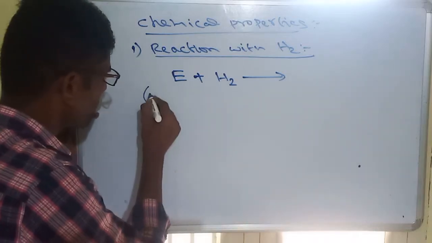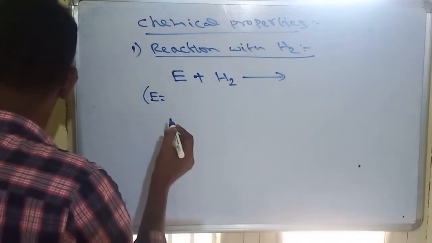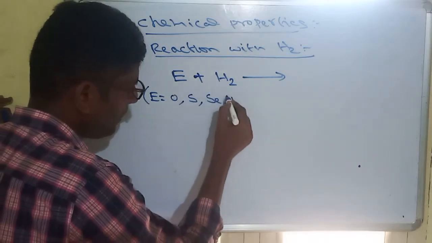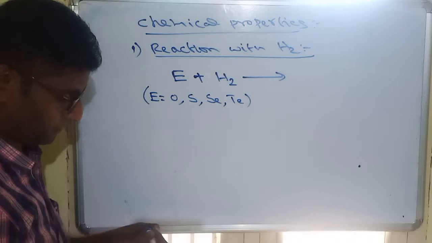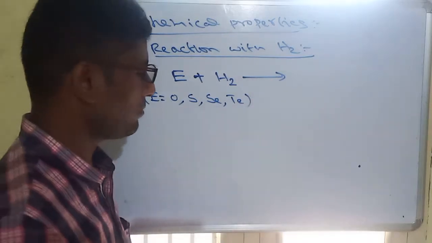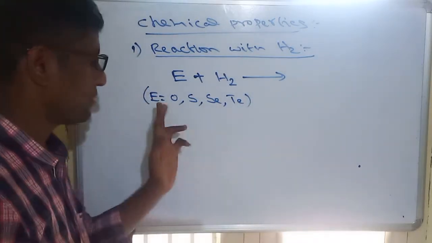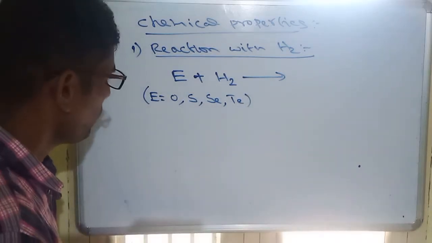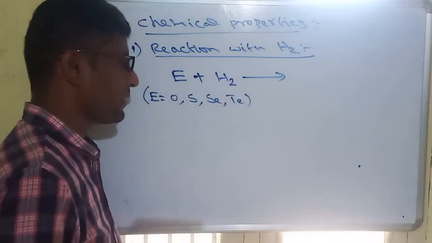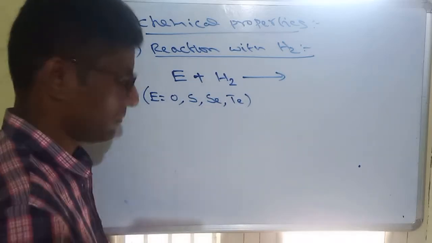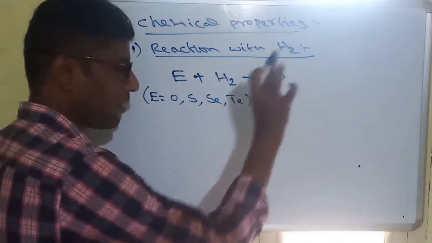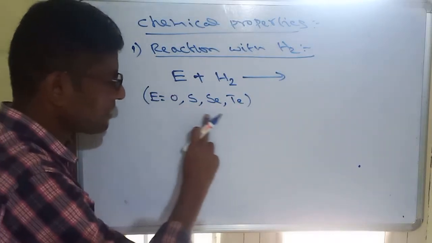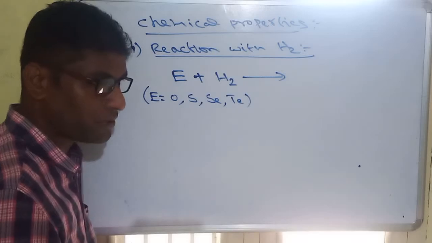Here E is a 16th group element. It can be oxygen, sulfur, selenium and tellurium. Polonium I am removing because it is a radioactive element. So four elements: oxygen, sulfur, selenium, tellurium. Any of these four elements when combined with hydrogen produce hydride. Now what is the formula of the hydride? How to identify it: here E is the 16th group element and this is hydrogen.